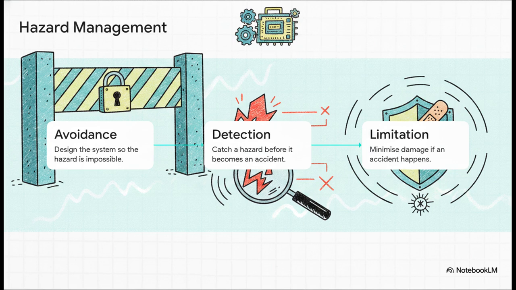When we design safety-critical systems, we use a hierarchy of 3 distinct hazard management approaches. Step 1 is hazard avoidance. Step 2 is hazard detection and removal. And Step 3, when all else fails, is damage limitation. Let's break each of these down.